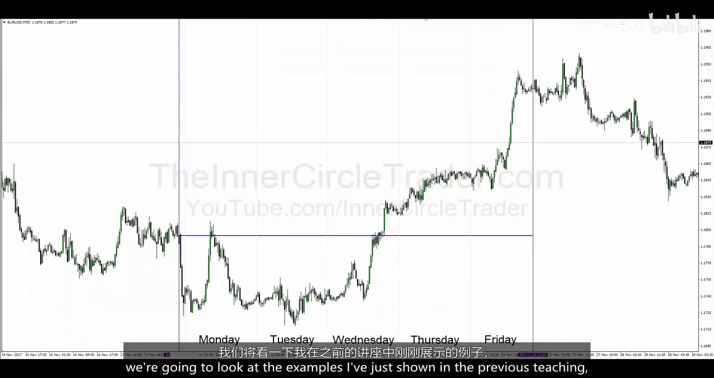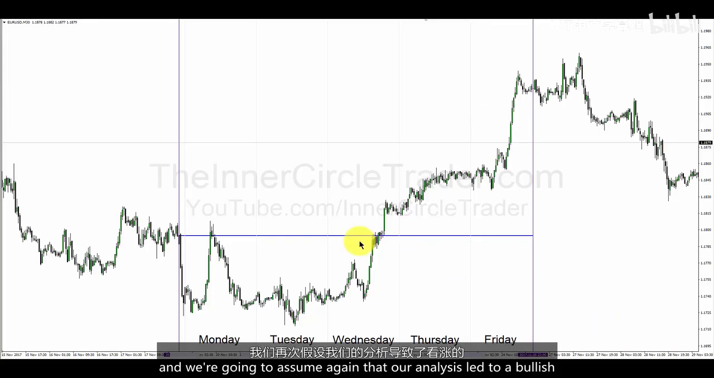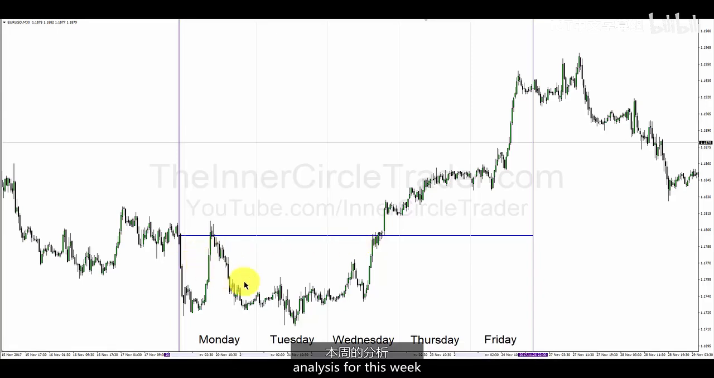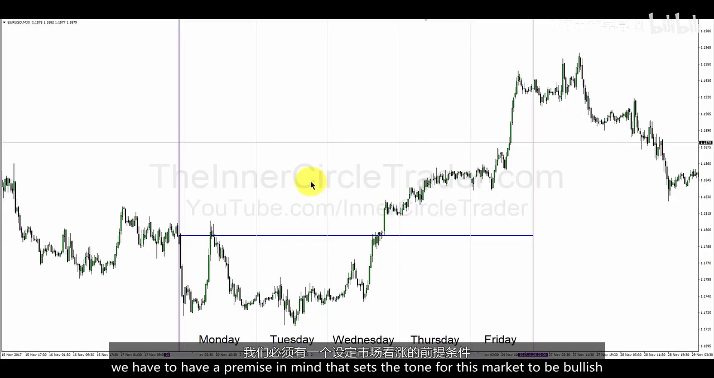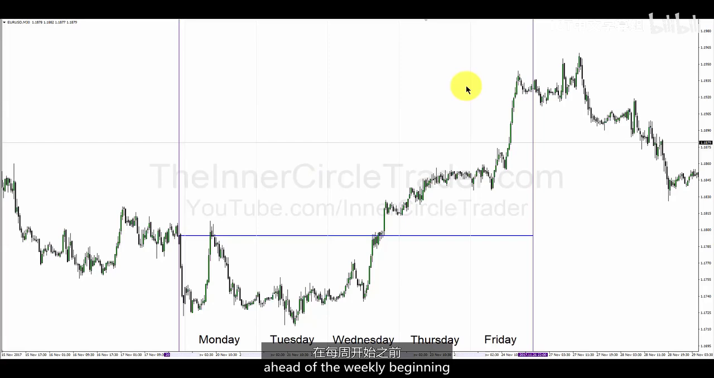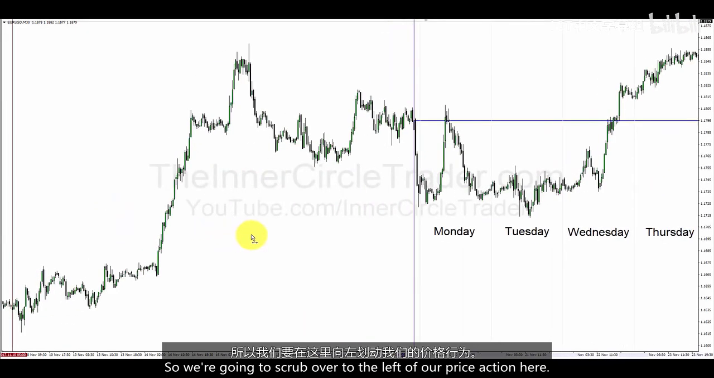Okay, folks, we're going to look at the examples I just showed in the previous teaching, the weekly bias. And we're going to assume again that our analysis led to a bullish analysis for this week under study here. And before we even consider running target measurements from the intraday price action each day, we have to have a premise in mind that sets the tone for this market to be bullish ahead of the weekly beginning or Sunday's opening. So we're going to scrub over to the left of our price action here.